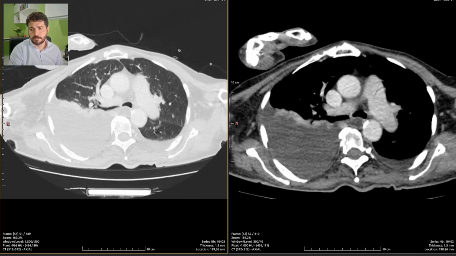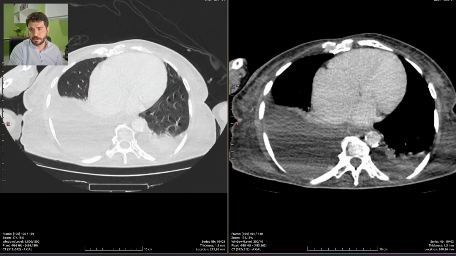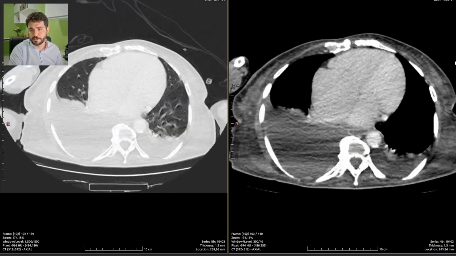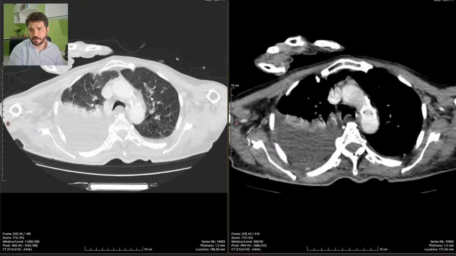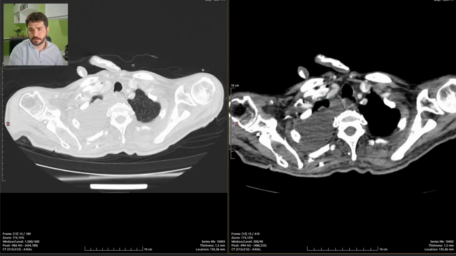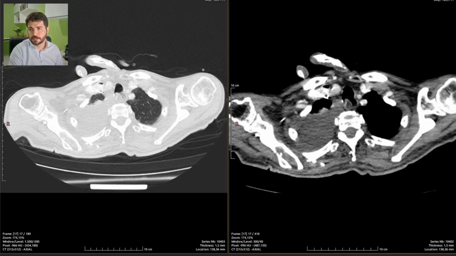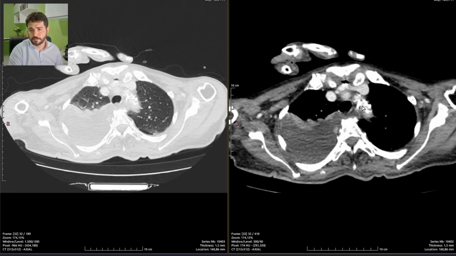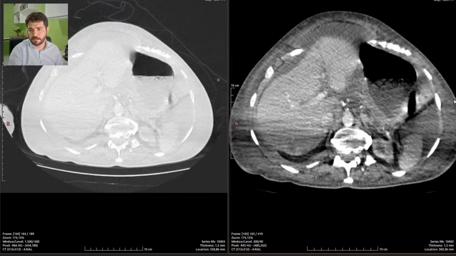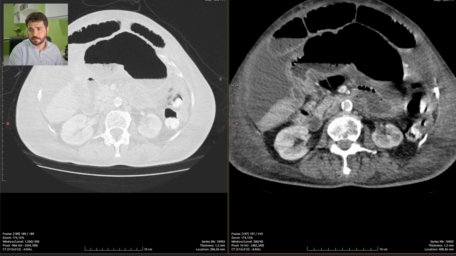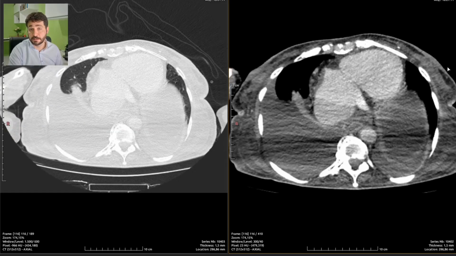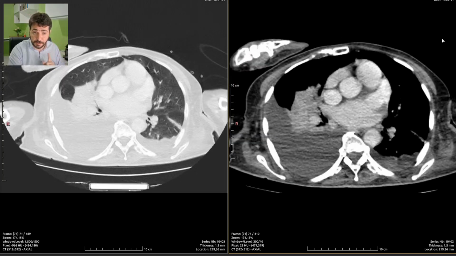Let's see, we have an enlarged heart, we have diffuse calcifications of the aorta and the coronary vessels. Of course, the esophagus is distended and filled with liquid. Let's see if the walls are thickened. No, they aren't. The stomach and the intestines are distended, but this isn't an abdominal CT scan.